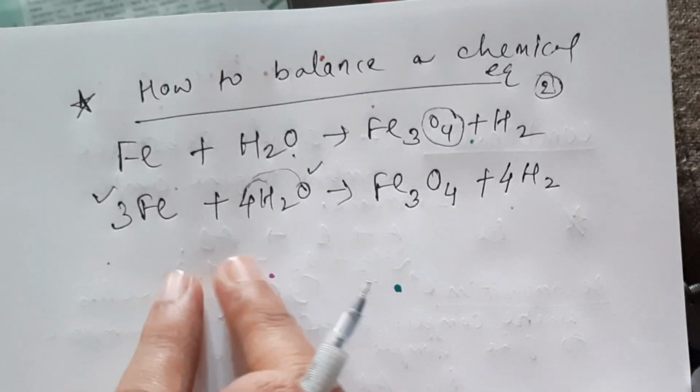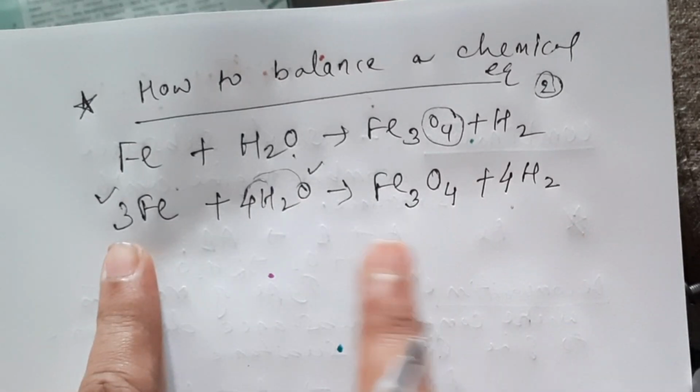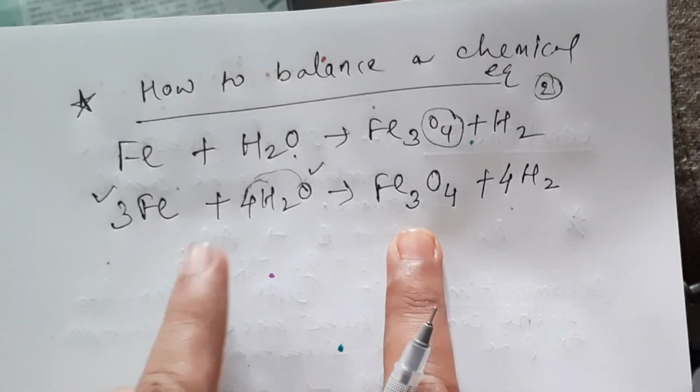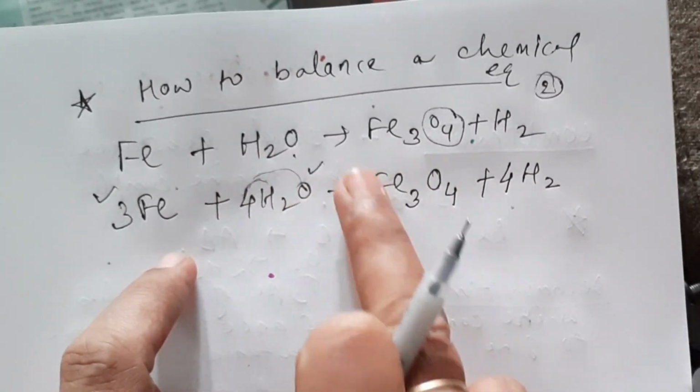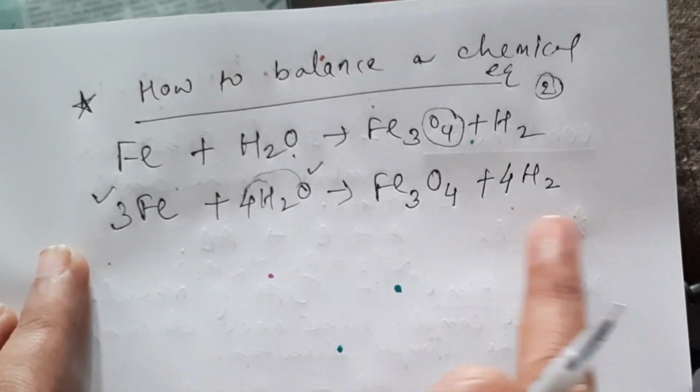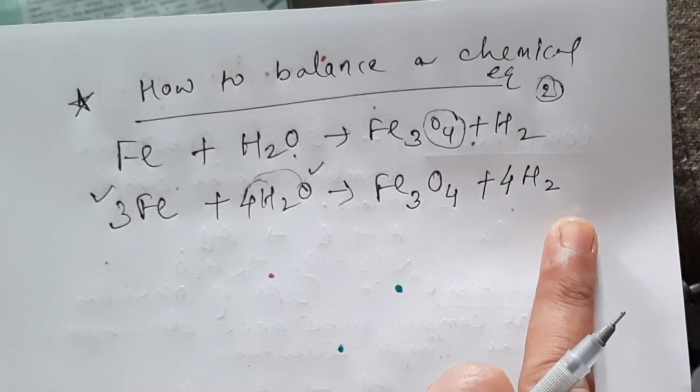Now once again check out the numberings. 3 iron atoms are there, here 3 iron atoms are there. 4 2s are 8 hydrogen, 4 2s are 8 hydrogen and 4 oxygen. Thus all the numbers got satisfied. So in this way we can balance the chemical equation.